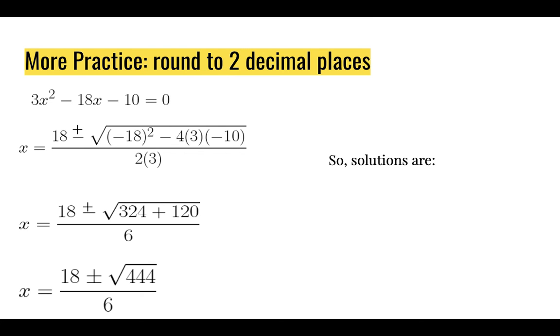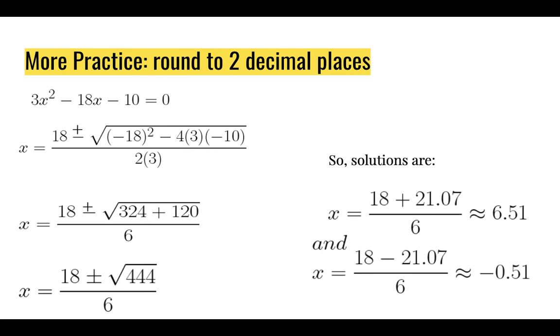Well, if you put that into your calculator, the square root of 444 is 21.07. So to find your two solutions, you're going to do 18 plus 21.07 and then divide that by 6, which will give you 6.51.